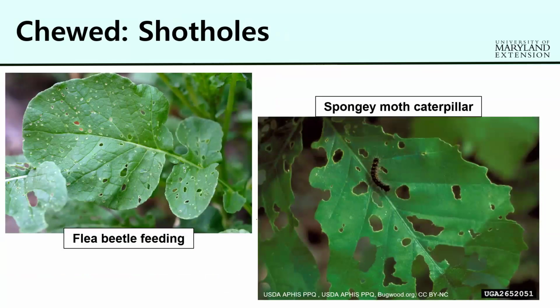Our next type is called shot hole. The insect is just chewing little holes in our leaves. We can see an example of flea beetle feeding on what looks like a radish leaf or a rocket leaf on our left. On our right, we have early stage, or young, spongy moth caterpillars creating these smaller chewed holes. As they're younger, they have smaller mandibles at this stage.